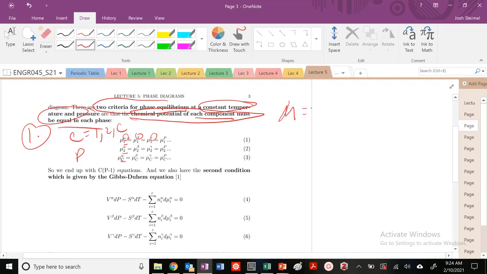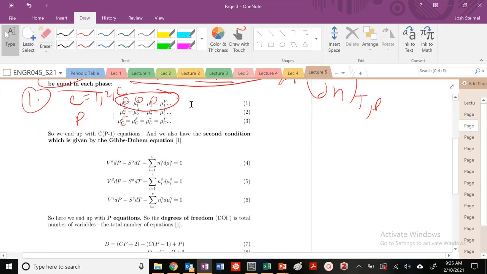The chemical potential is defined as the change dG/dN, where N is the number of moles or molecules, taken at a constant temperature and pressure. That is the first criterion: for multiple phases to be in equilibrium at a given constant temperature and pressure, we need the chemical potentials to be equal to one another. That's the key idea: the chemical potentials of each component in each phase must be equal.